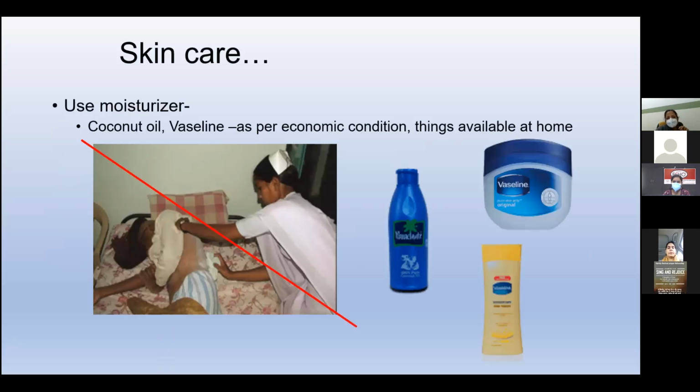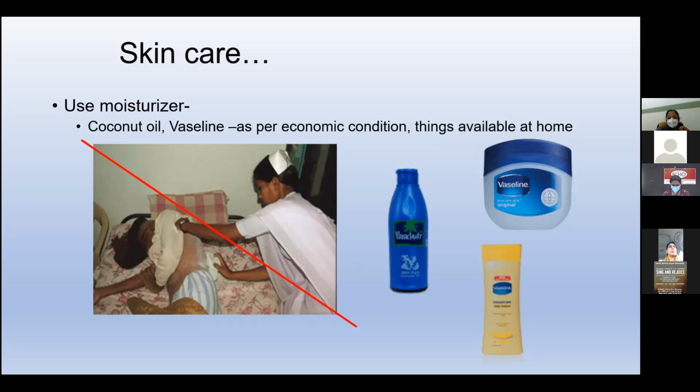And in a palliative care setting, after cleaning comes the moisturizing of the skin. Generally we learned that we always use talcum powder, right? But in palliative care setting, we don't use talcum powder. That should be remembered. Instead, skin is tried to keep supple and soft, so that it doesn't chip off.